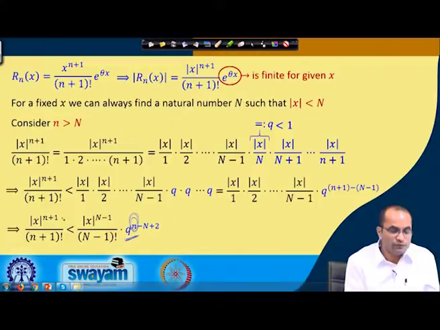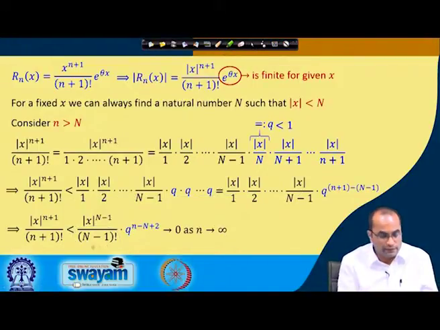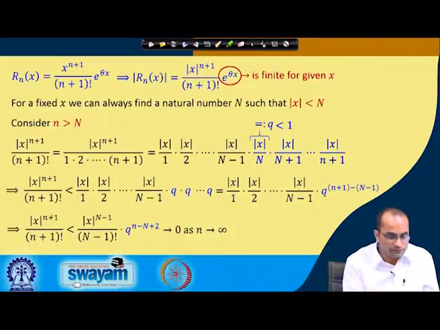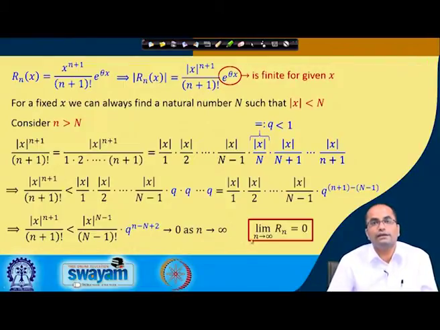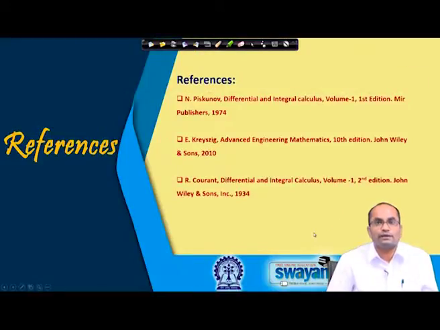So, the absolute value of this remainder term goes to 0. What we have seen is that this remainder term is less than a term which goes to 0 as n goes to infinity, and we can conclude that the remainder goes to 0.